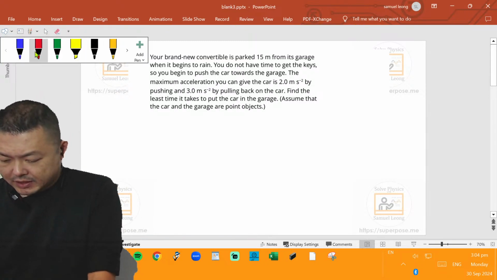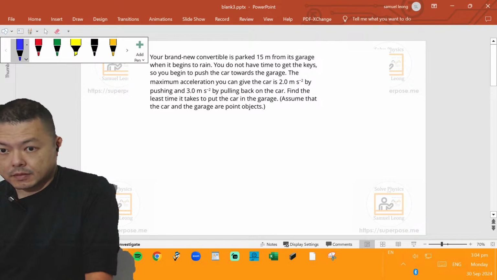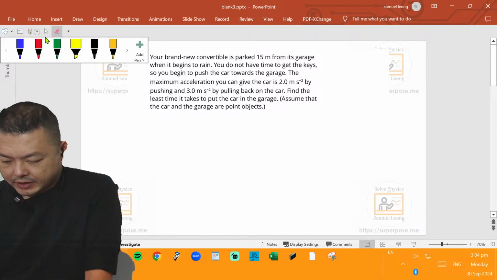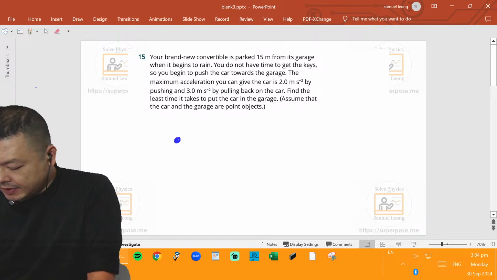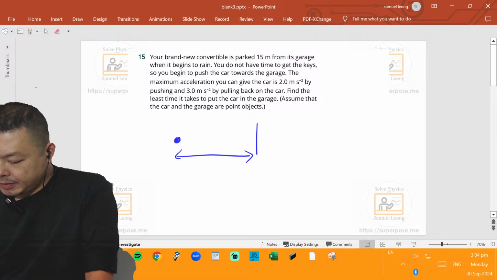I remember doing this earlier this year and I forgot how to do it. So I'm gonna have to try again. So the car, they said the car is a point object, so we treat it like a point object, right? So they said that the car is 15 meters away from the garage wall.